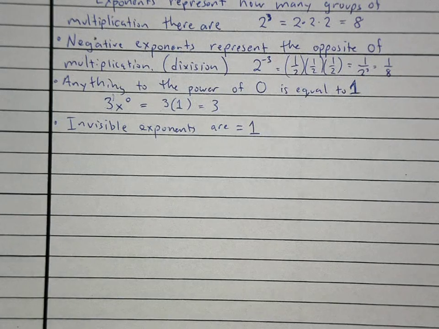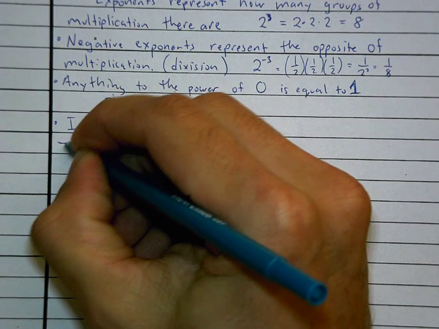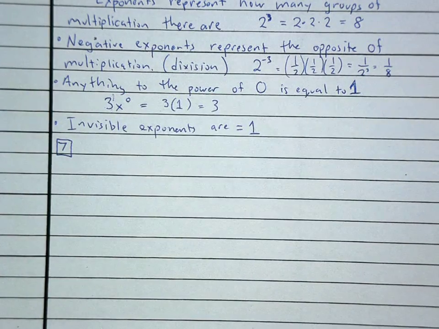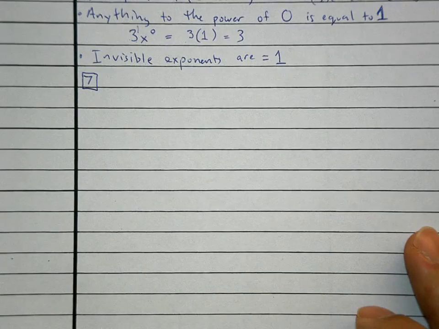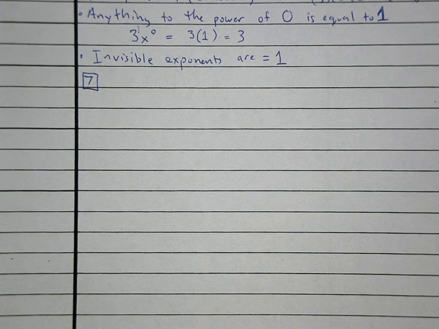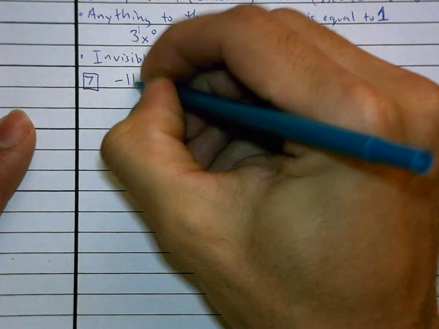Let's start with looking at something that looks like number 7. So I'm going to put number 7 here in a box. What that's going to represent to you is that number 7 on your worksheet. This matches number 7 on your worksheet, so you have an example of what you are going to be asked to do. Number 7 looks like this: negative 11 to the 0 power.